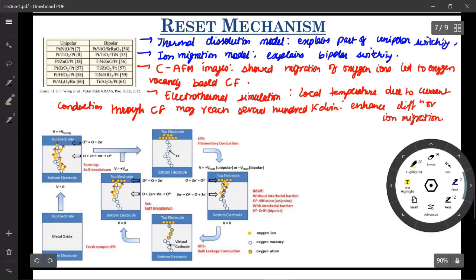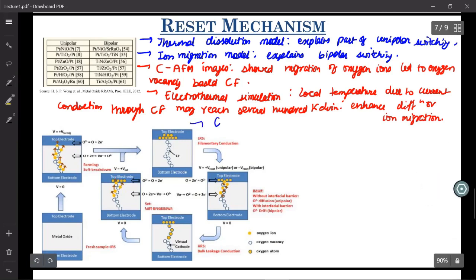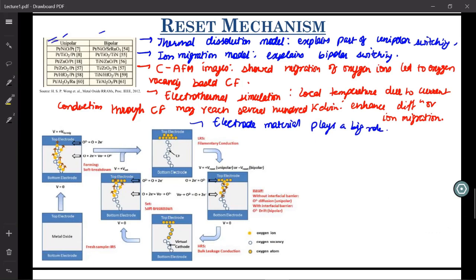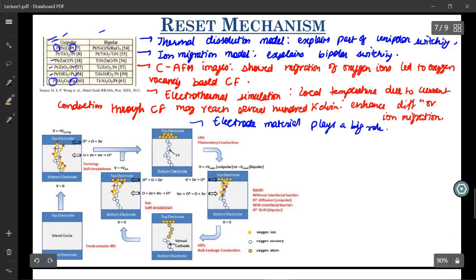And regarding bipolar or unipolar switching, the electrode material actually plays a big role. If you see this table over here, you can see that in unipolar switching, or RRAM devices which show unipolar behavior, you mostly have these noble metals, right? You have mostly platinum or ruthenium. It's mostly symmetric. The top and bottom electrodes are mostly symmetric, and they are made up of some noble elements. So let me write that observation.